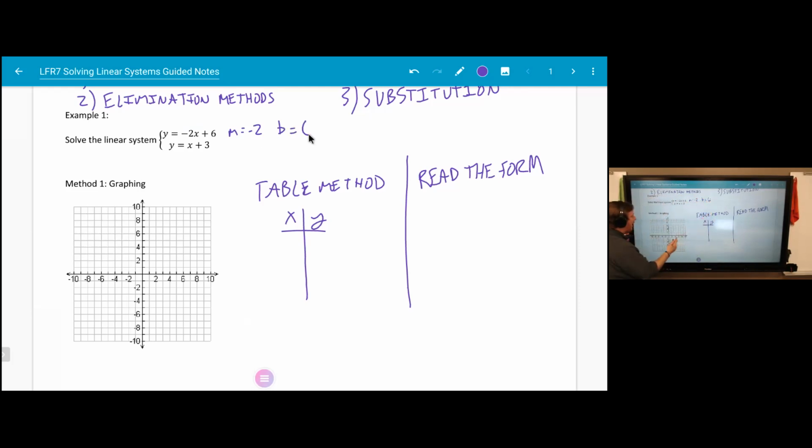So I'm going to plot my y-intercept at 6. And using my slope, negative 2 is like negative 2 over 1. So I would go down 2, right 1, get another point, down 2, right 1. I can get a bunch of points in here. And this is my first line.